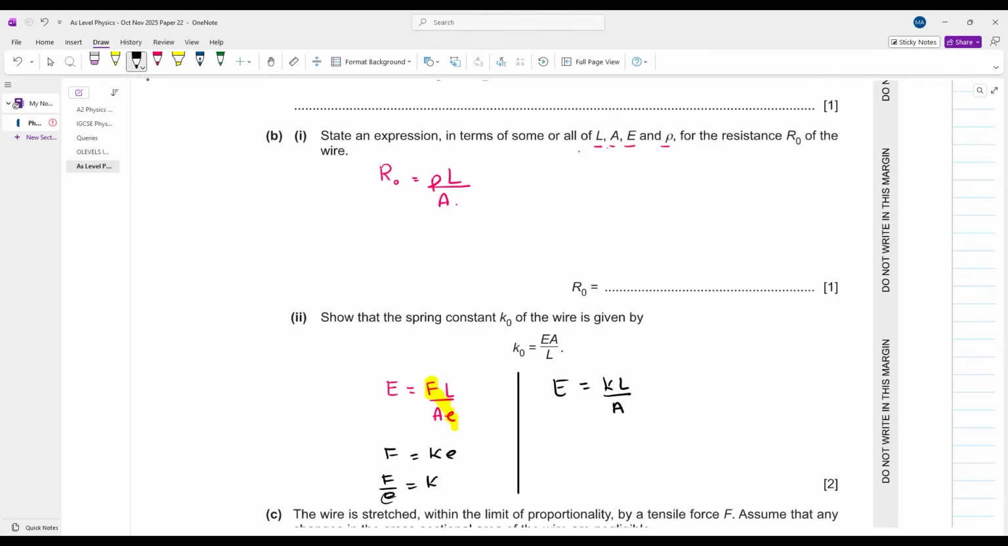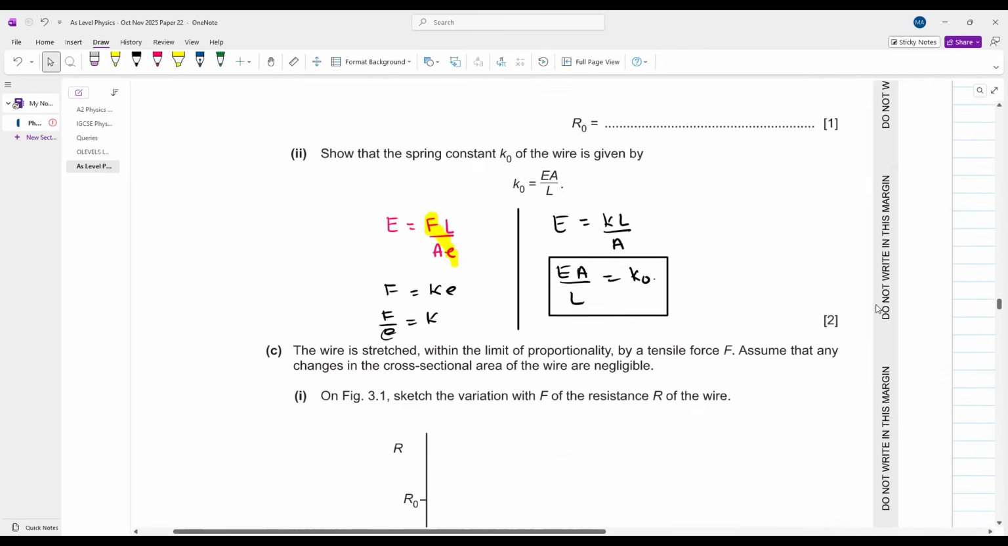Can you make K the subject? Yes. Multiply A to the other side. EA divided by L is equals to your spring constant K not. Simple. All good up till now. कोई मसला कोई परेशानी you can ask right away without hesitation. Let's further move ahead.